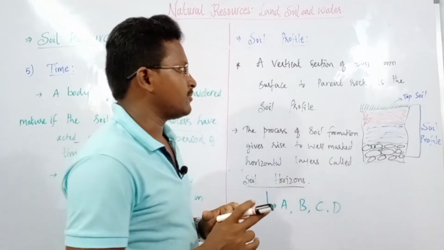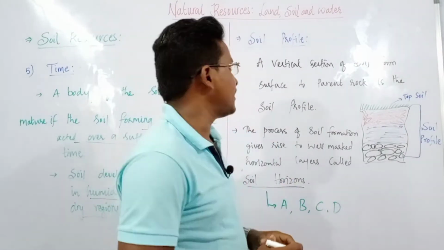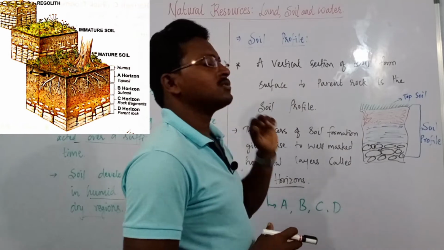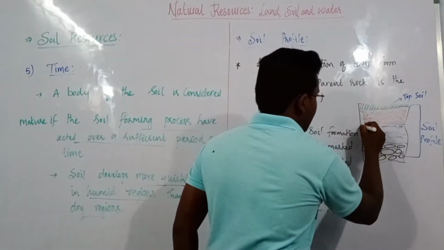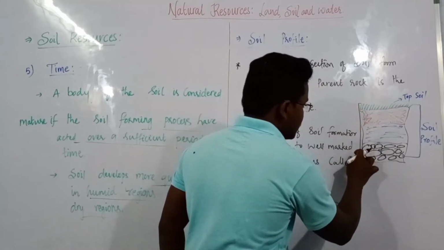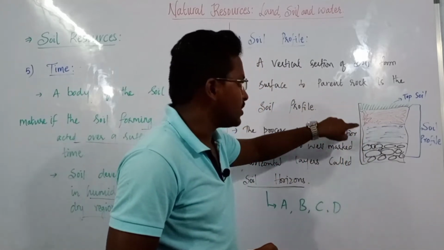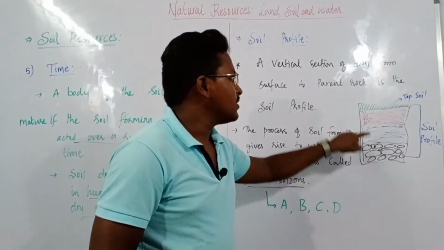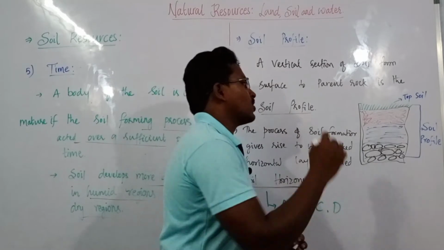Then the next very important topic is soil profile. What is this soil profile? It is a vertical section of the soil from the surface to the parent rock. That means from the top soil down to the parent rock lying below it. This whole vertical section is known as the soil profile.